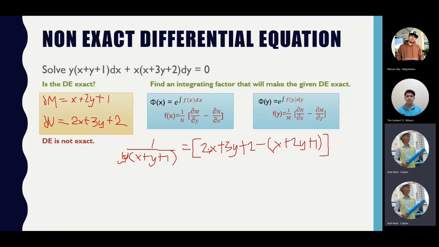Ana, tama? So 2x minus x is just x. 3y minus 2y is just y. And 2 minus 1 is just 1. So we have x plus y plus 1 over y times x plus y plus 1. So na natin makancel, right? Kani siya. So, mabili na lang nato is 1 over y.